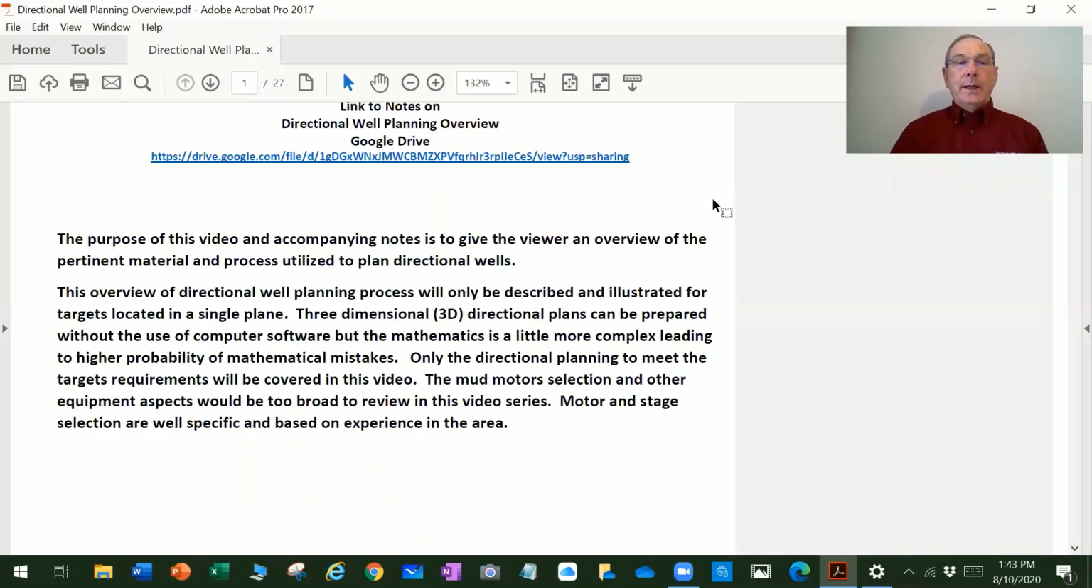In doing this video, I'm only going to describe the process for planning wells and give examples in a single plane. Three-dimensional wells can also be done without the use of software, but the mathematics gets a little bit more messy and it's easy to make mathematical mistakes. So for simplicity, I'm only going to show examples that are lined up in a single plane.